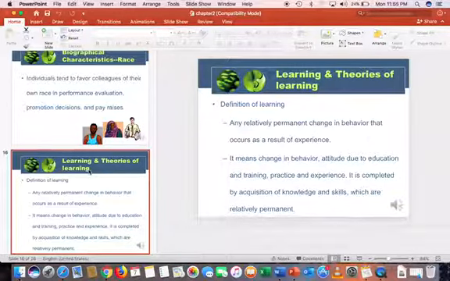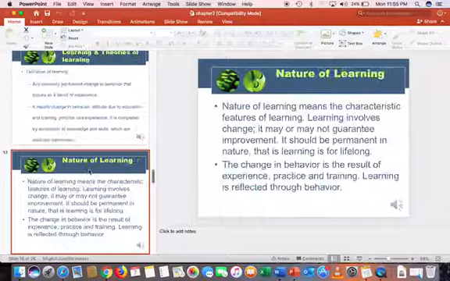It means a change in behavior and attitude due to education, training, practice and experience. It is completed by acquisition of knowledge and skills which are relatively permanent.